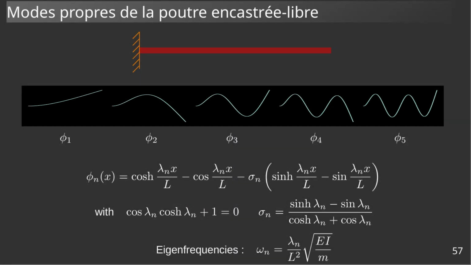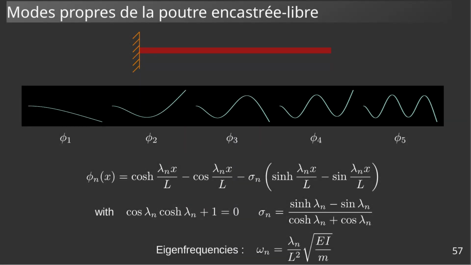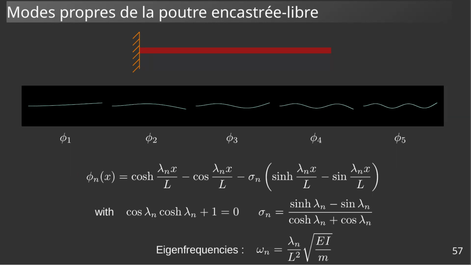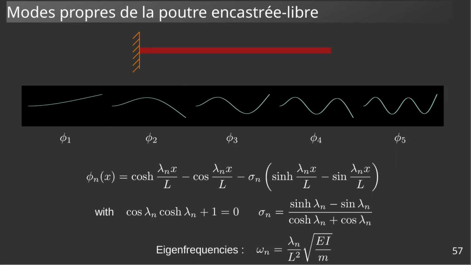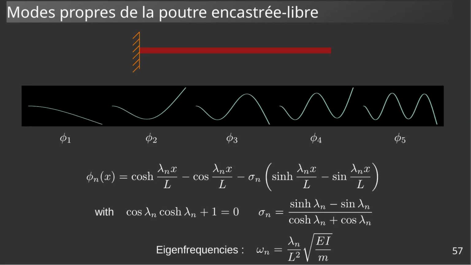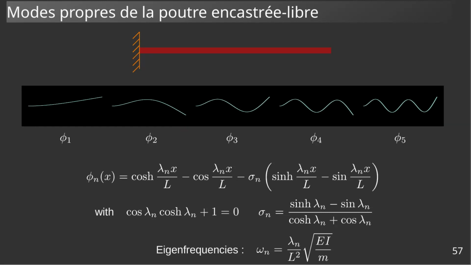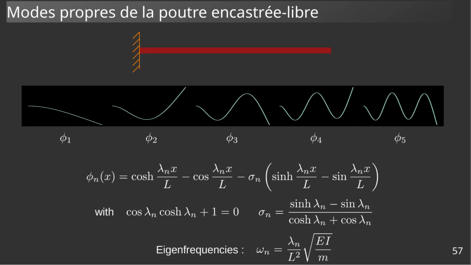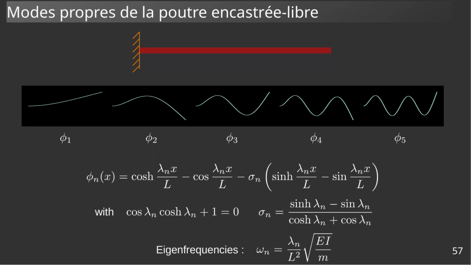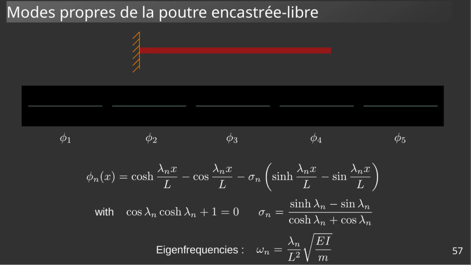Let us now briefly look at the case of the clamped free beam. We simply expose the eigenmodes and eigenfrequencies. These are parameterized by the family of numbers lambda n, which is given by the solutions of the transcendental equation cosine lambda n times hyperbolic cosine lambda n plus 1 equals 0.